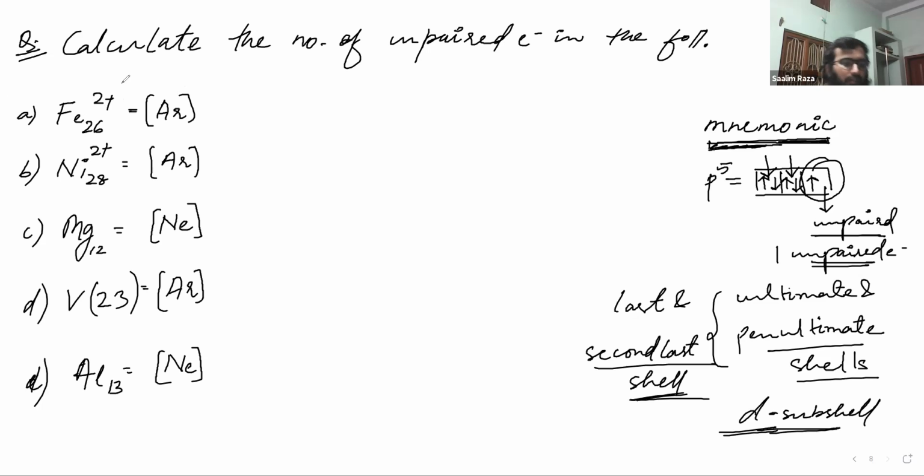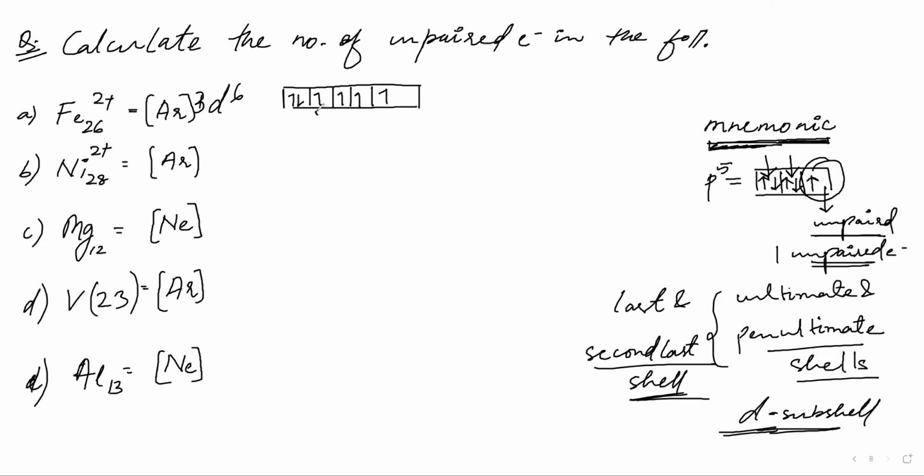You remember what we have here? We will have 3d6, right? Yes, sir. We have 3d6. So if we have 3d6, 1, 2, 3, 4, and 1, 2, 3, 4, 5, 6, right? Okay, sir, I understood, sir. 1 minute.